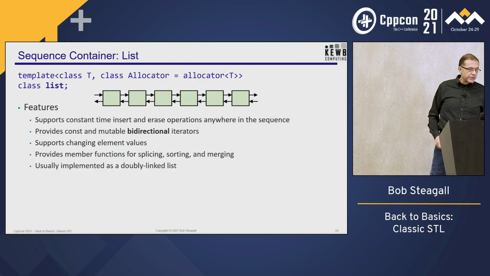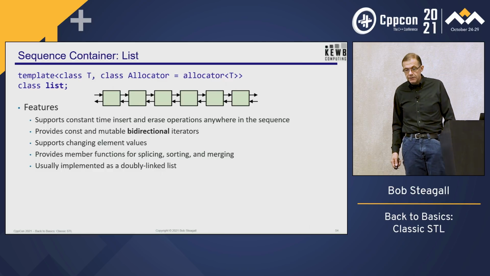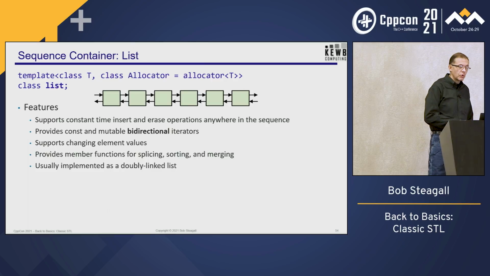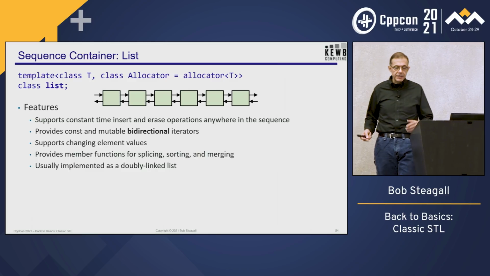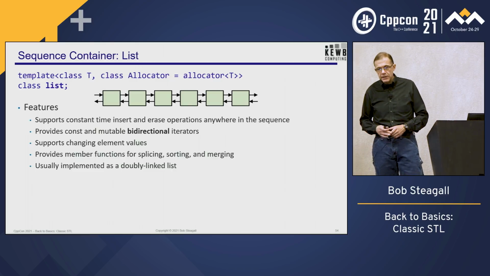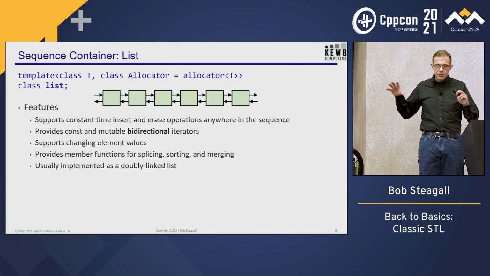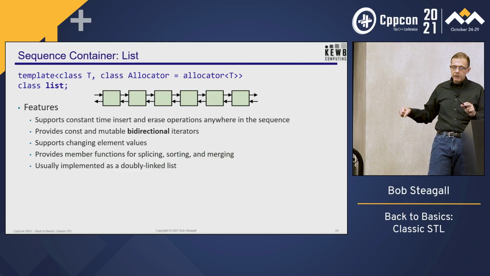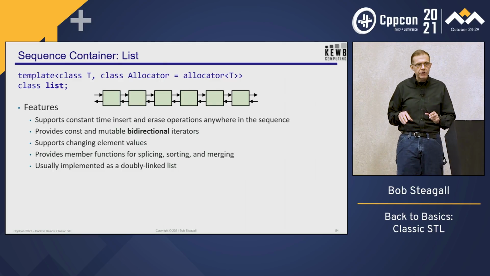You have the old school container called list, which everyone implements as a doubly linked list. It provides const and mutable bidirectional iterators. You can change element values. Interestingly, it provides functions for splicing and sorting and merging as member functions. The cool thing about splicing is you can take two lists and take all of the contents out of one list and splice it into another list, and that's a constant time operation. So occasionally you need to do that, and that's a very cool feature.